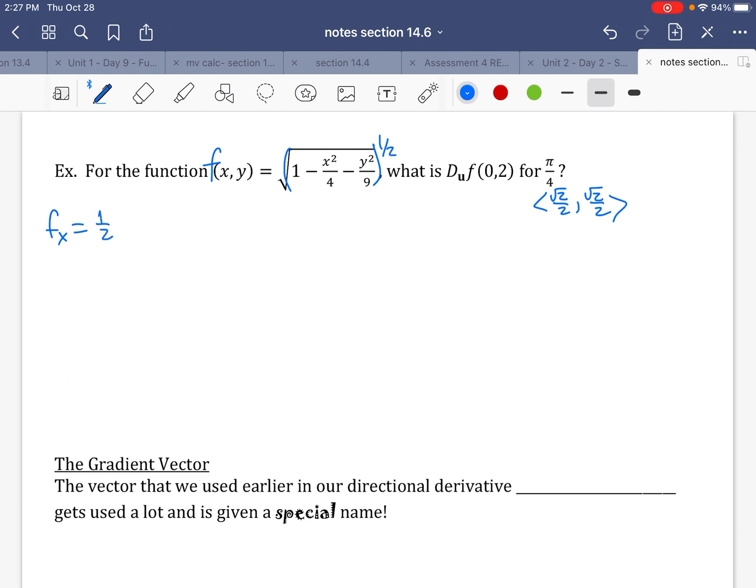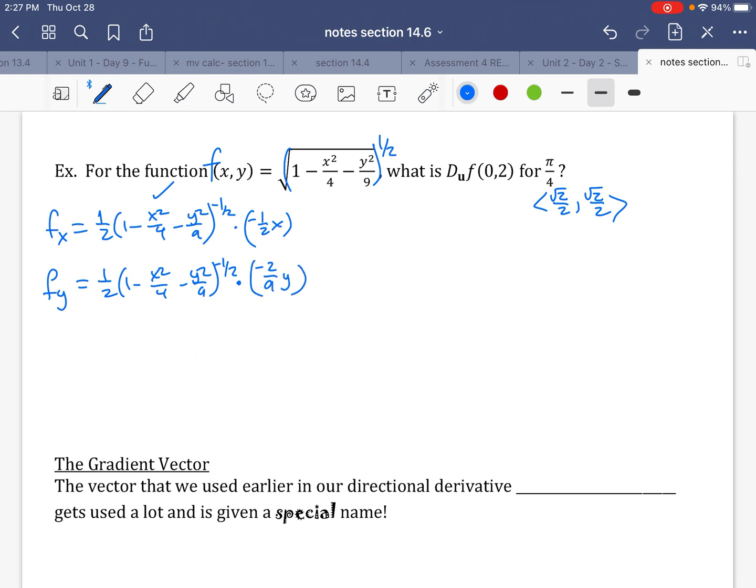Remember, this is like having a 1/2 power. So my derivative is 1/2, 1 minus x squared over 4 minus y squared over 9, put back to the negative 1/2. Now times the derivative of the inside with respect to x. So that would be the derivative of this part right here. So I'd get negative 2x over 4, so I'm going to say negative 1/2 x. All right, and then fy is going to be the same thing. 1 minus x squared over 4 minus y squared over 9 to the negative 1/2, but times negative 2/9 y. All right, we had to plug in 0 and 2 for these.